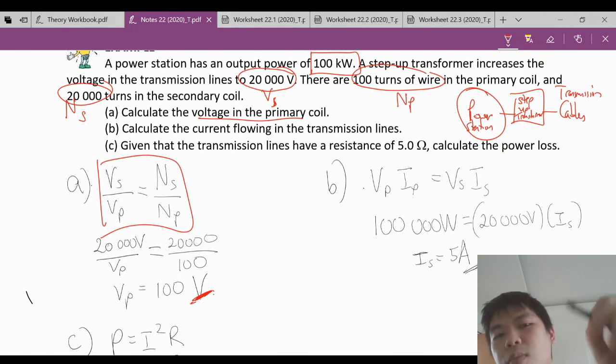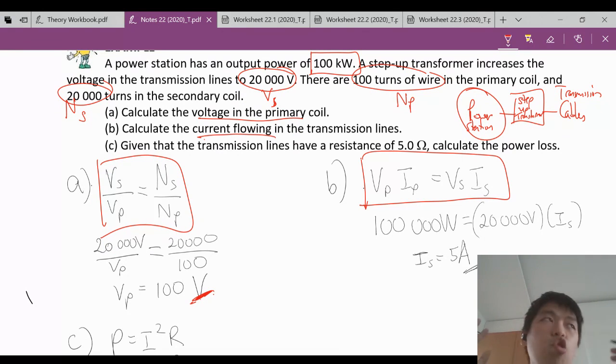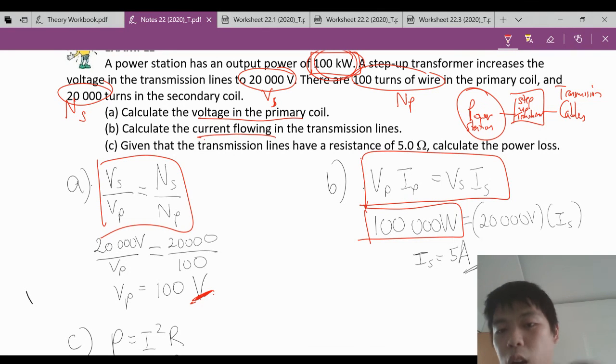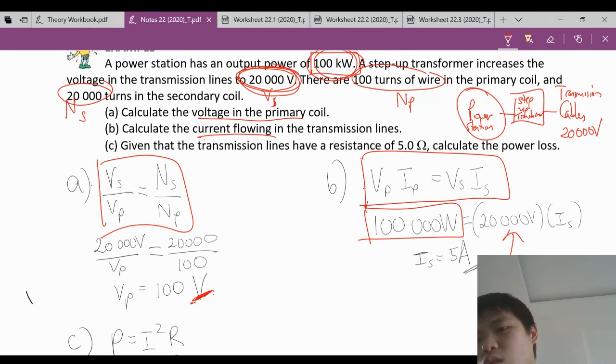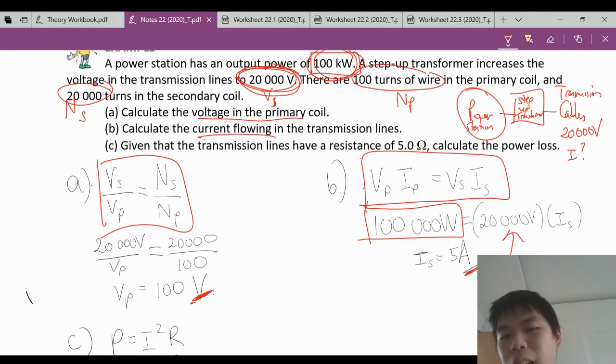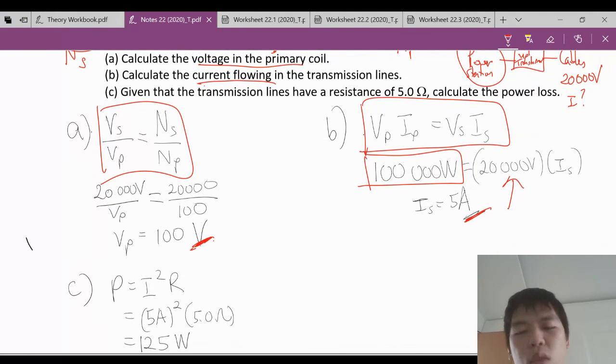Calculate the current flowing in the transmission line. They want you to find the current. So you can use your formula for power, assuming there is an ideal transformer. We know that the power station has a power output of 100,000 watts. I convert it just to watts, not kilowatts. We know that in the secondary coil, your voltage is 20,000. So my cable here has 20,000 volts. What is my current in the cables now? Because this is where the secondary coil is. So we realize that the current is 5 amperes. Okay, so it's a much, much lower current.